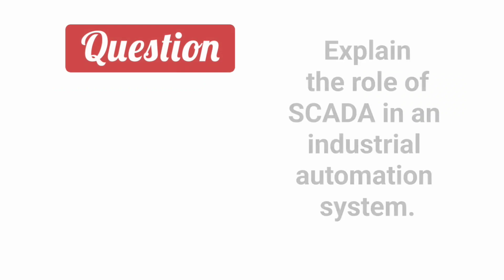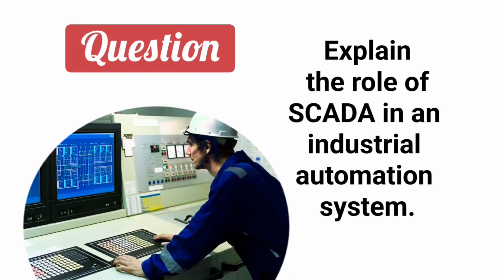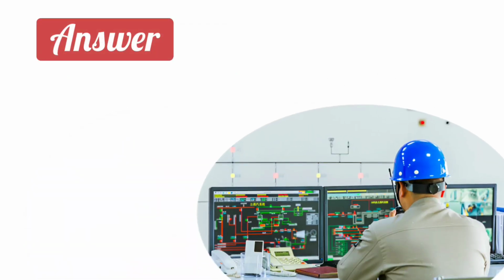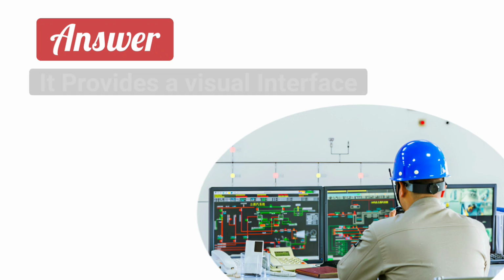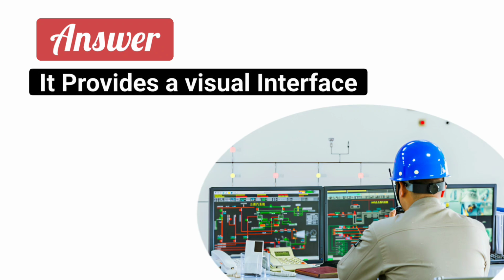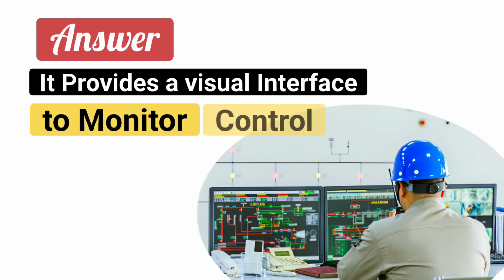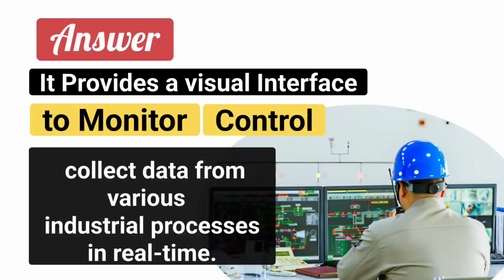Next question is, explain the role of SCADA in an industrial automation system. Answer is, SCADA is used for supervisory control and data acquisition. It provides a visual interface to monitor, control, and collect data from various industrial processes in real time.